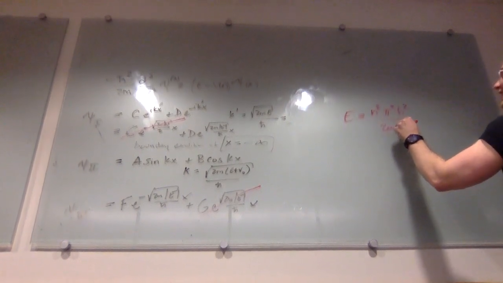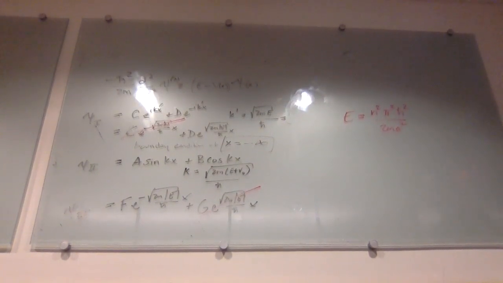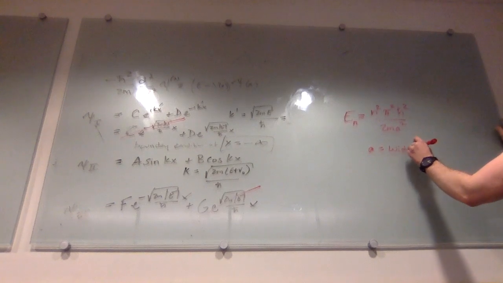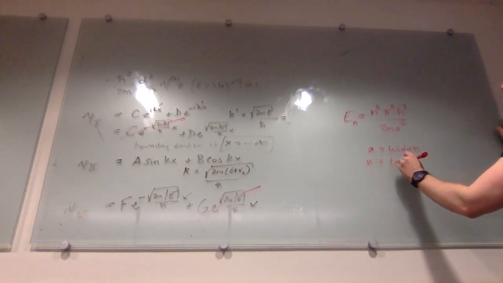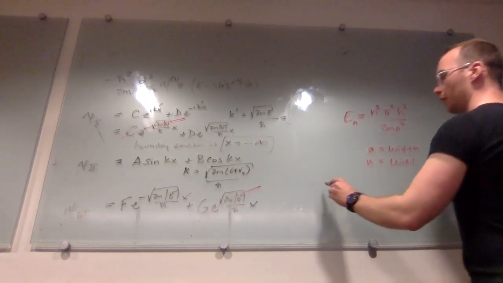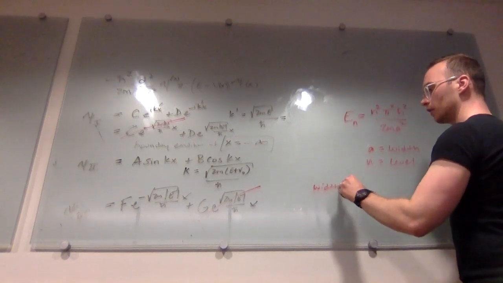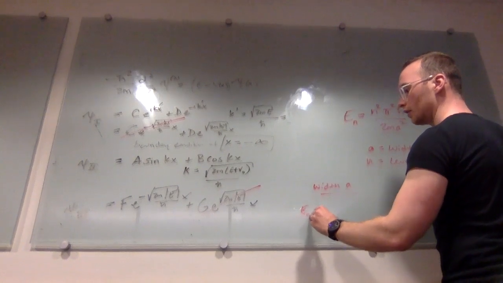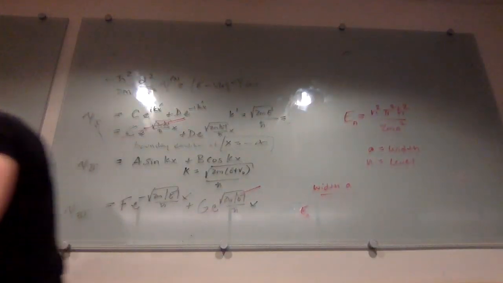So this is the energy for the nth level of an infinite square well. Now, if you double the width, A is the width, N is the level. I think what they mean is do one thing with A. For width A, what's E of N?